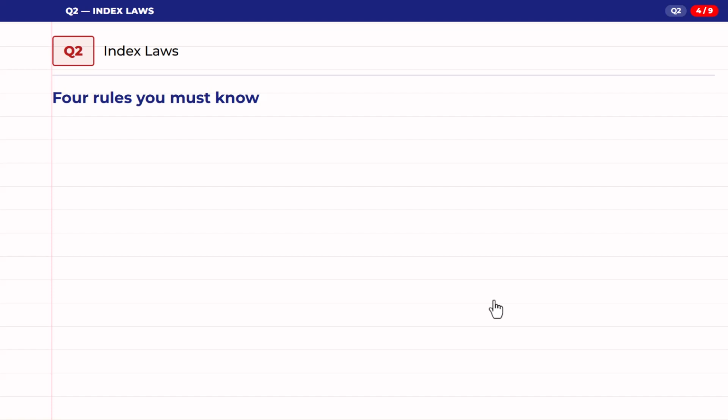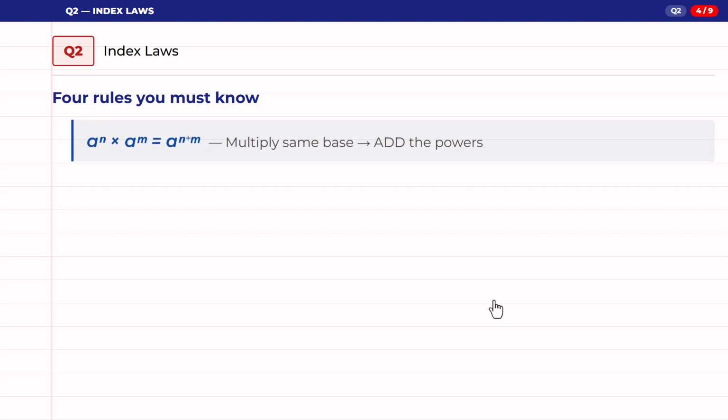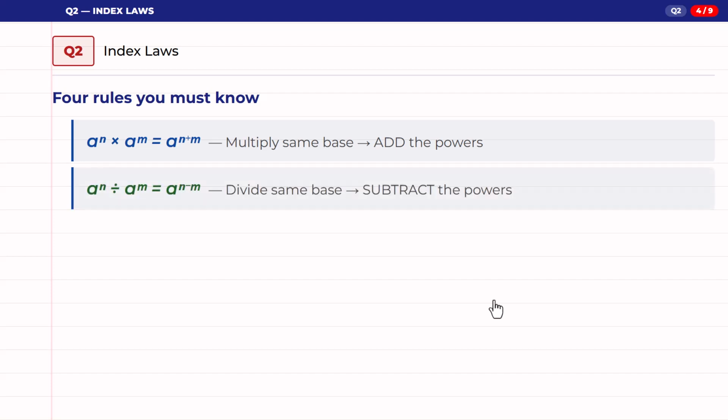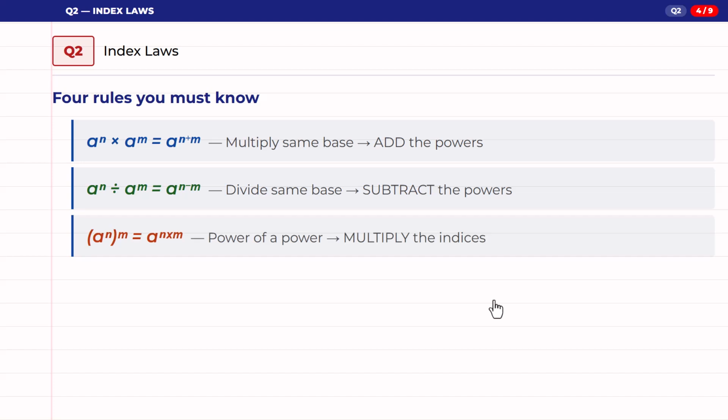Question 2. Before the parts, let me put the 4 essential index laws on the board. Rule 1. When multiplying two powers with the same base, add the indices. a to the n times a to the m equals a to the n plus m. Rule 2. When dividing powers with the same base, subtract the indices. Rule 3. When raising a power to another power, multiply the indices. This is the power of a power rule.